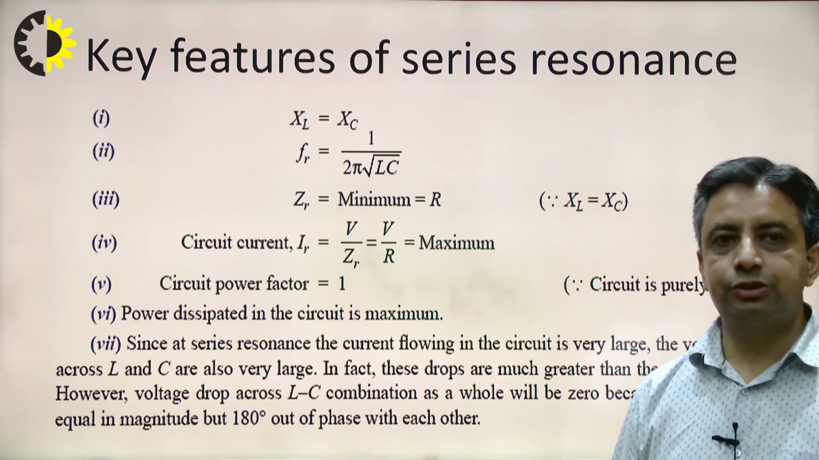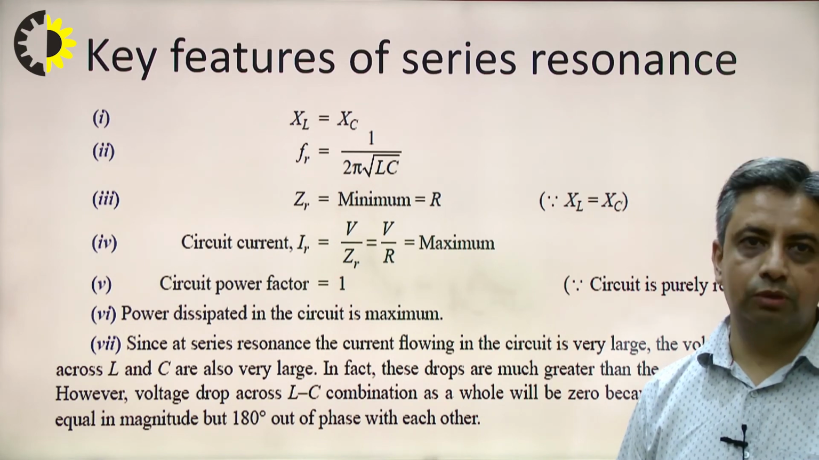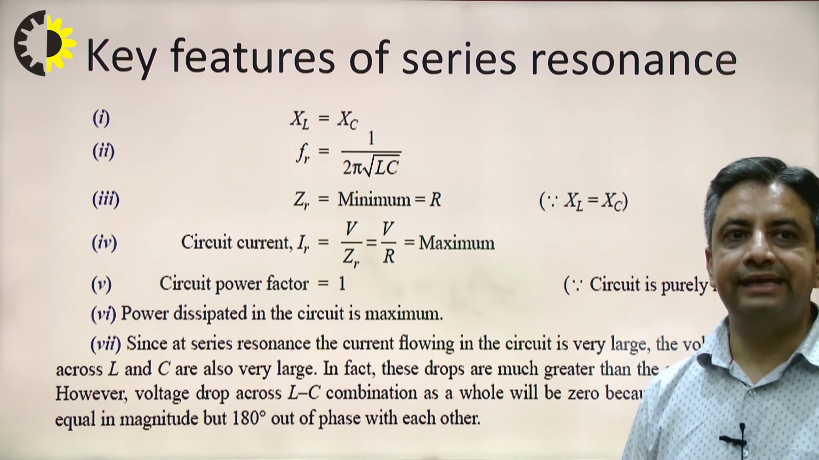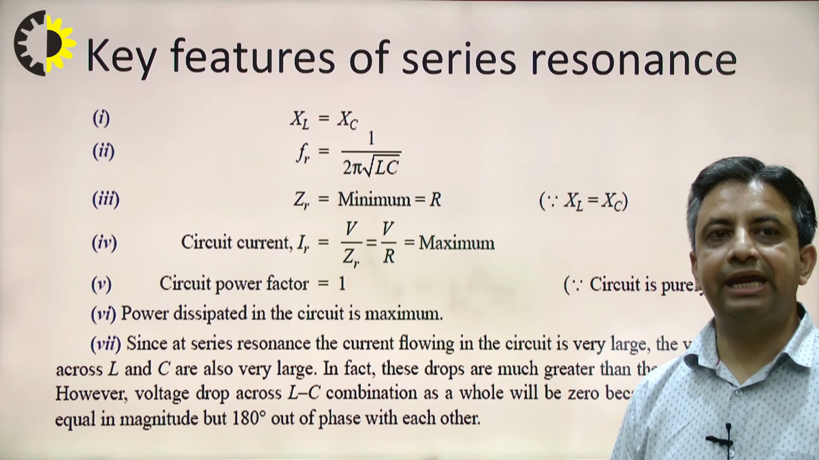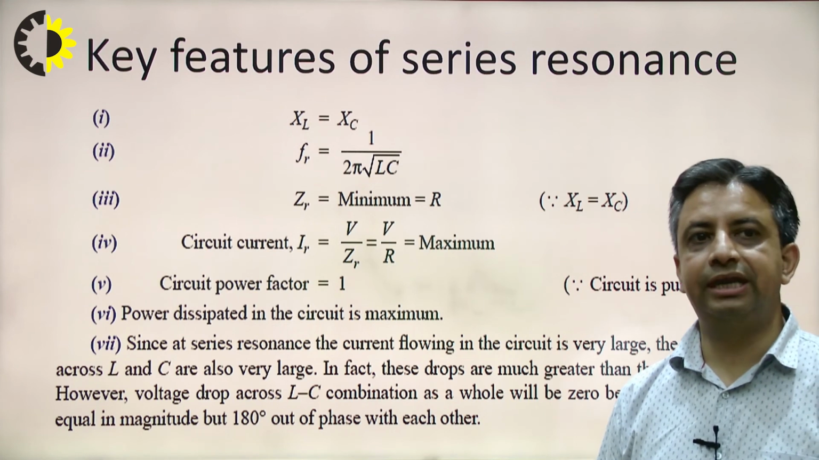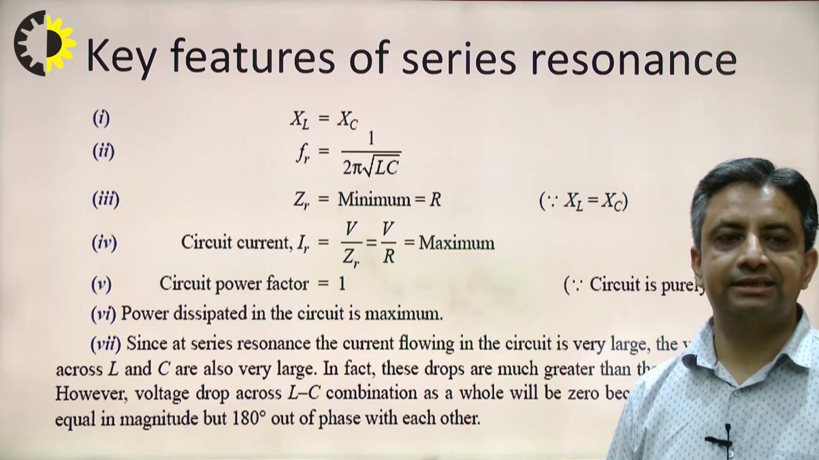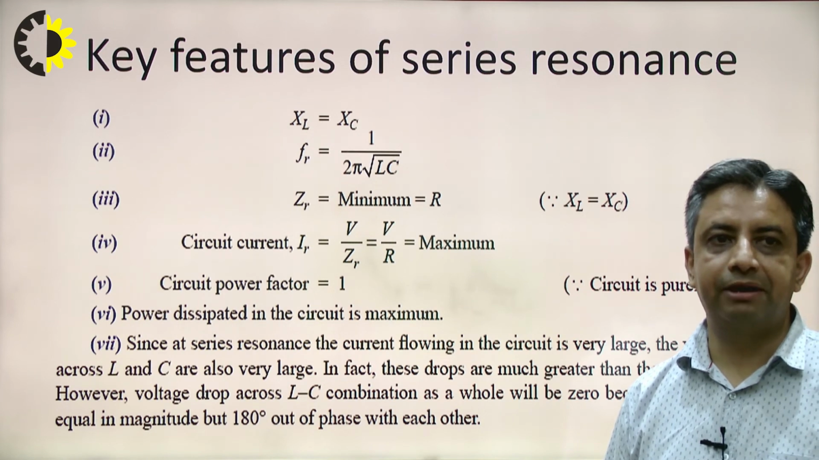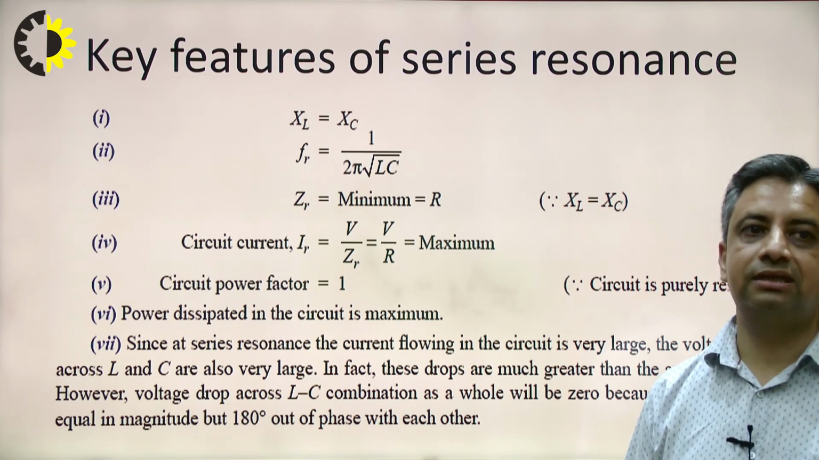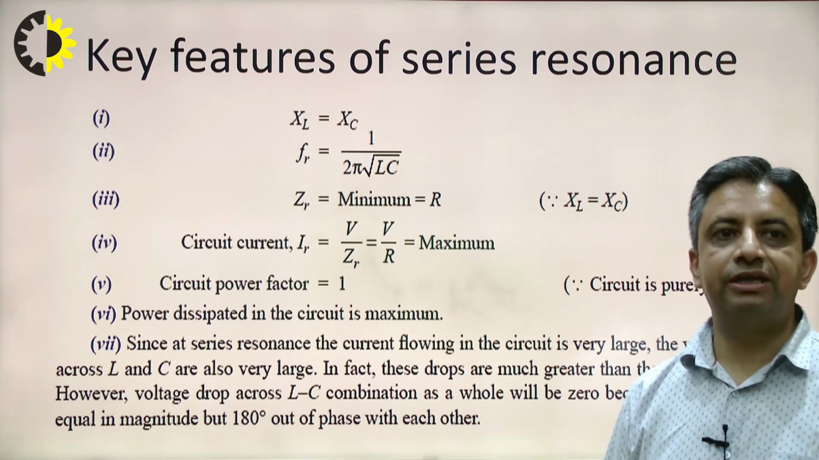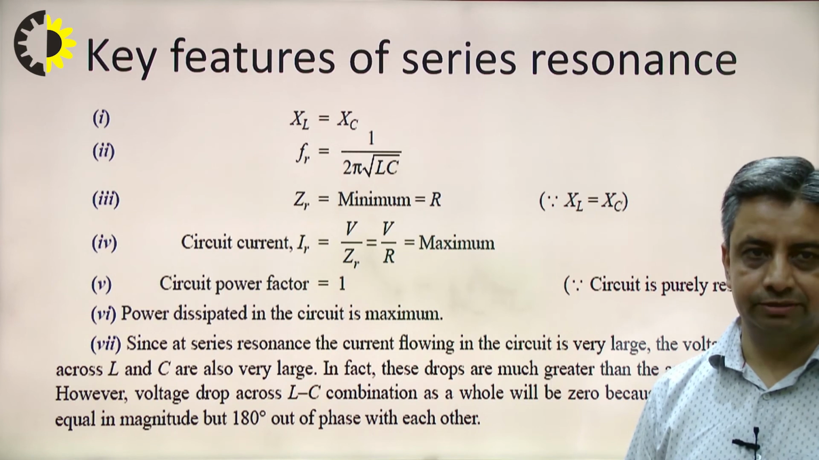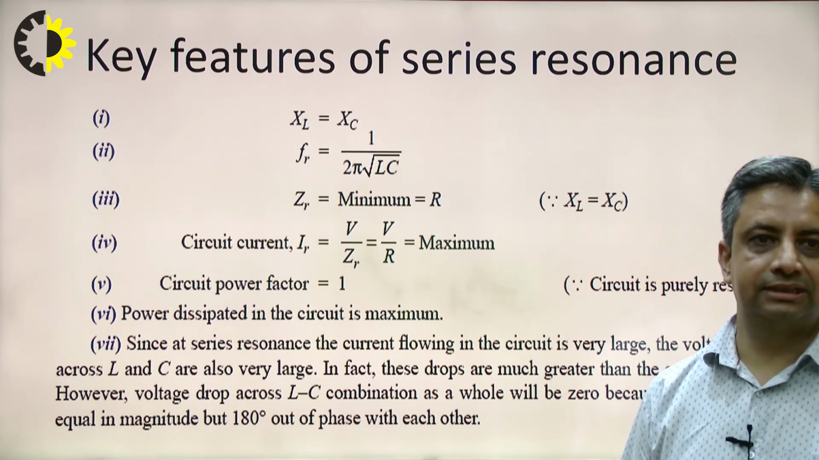equal to R. This is because the net reactance becomes 0, that means XL is equal to XC. So, the circuit current I will be equal to V by impedance, and impedance is equal to resistance. As the impedance is minimum, the current will be maximum. We have already discussed that the circuit power factor will be unity at series resonance, and the power dissipated by the circuit will also be maximum, because power dissipation means I square R.